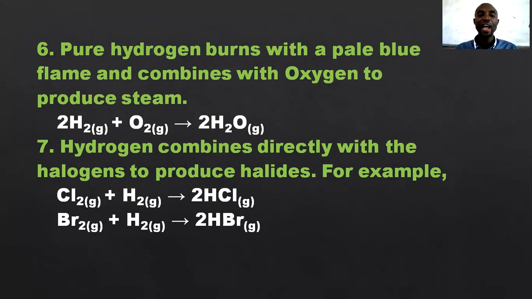Another one is this: hydrogen combines directly with halogens to produce halides. So you can see hydrogen has a lot of chemical properties. Number 7 is that it can react with halogens to form halides. Chlorine forms hydrogen chloride, bromine forms hydrogen bromide, iodine forms hydrogen iodide. So it depends on each, and it reacts with halogens. So it's a powerful element in the periodic table that has a lot of chemical properties and even uses.